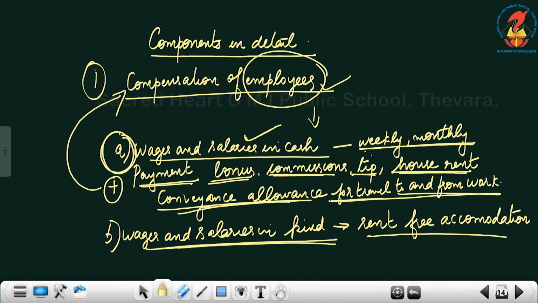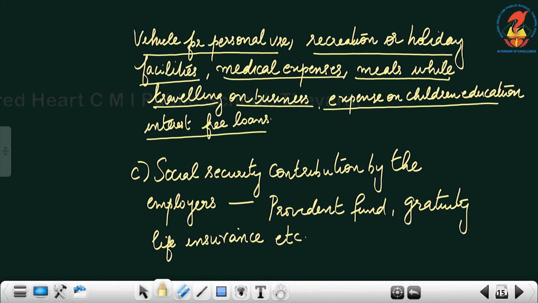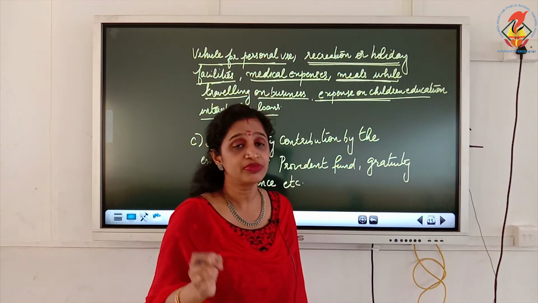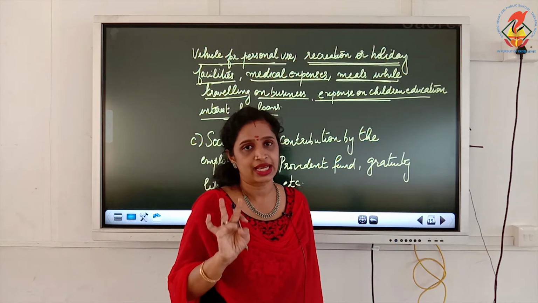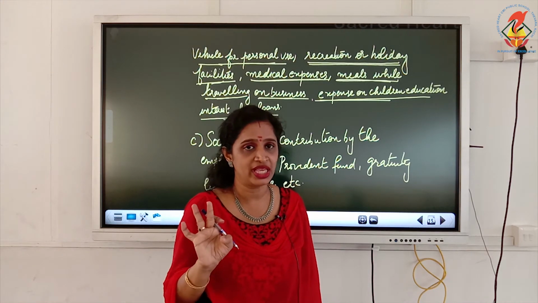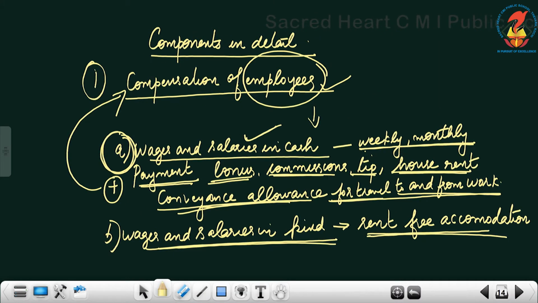Once again, wages and salaries in kind consist of rent free accommodation, vehicle for personal use, recreation or holiday facilities, medical expenses, meals while traveling on business, expense on children's education, and interest free loans. All these are the components which come under wages and salaries in kind. So compensation of employees consists of wages and salaries in cash, and wages and salaries in kind.